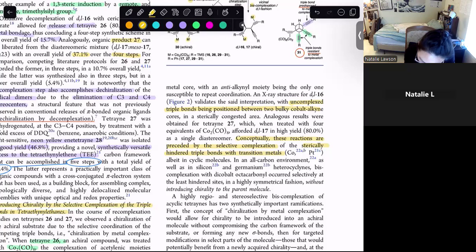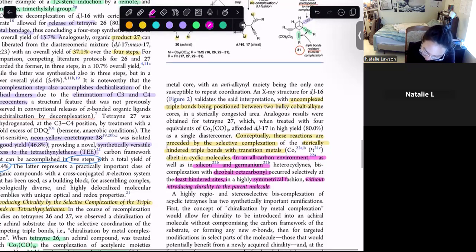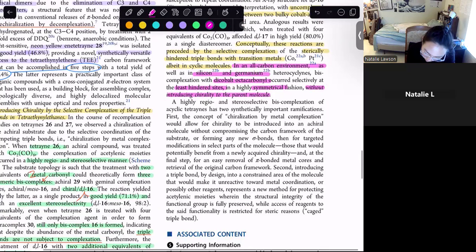Okay, in an all-carbon environment, bicomplexation with dicobalt octacarbonyl occurred selectively at least hindered sites, in a symmetrical fashion without introducing chirality into the parent molecule. A highly regio- and stereoselective bicomplexation of tetraenes has two synthetically important ramifications.